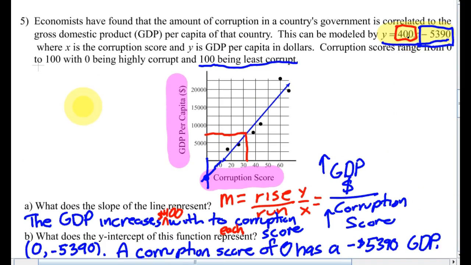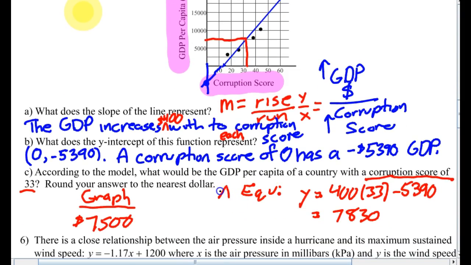In general, you want to use the equation. It's going to be more accurate. Okay, just eyeballing it and looking at the graph, not so much. So use the equation, but it should be close to the graph as well. They're somewhat similar.